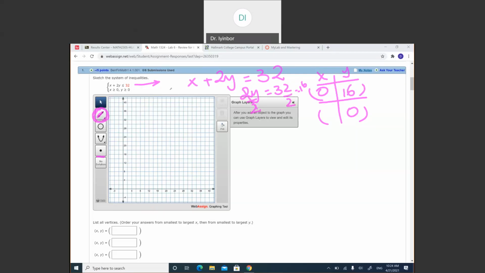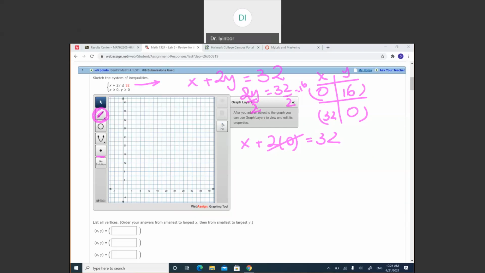Then you're going to follow the same equation. You're going to replace 0 for the y. So you have x plus 2 times 0, replacing y with 0, equals 32. 2 times 0 is 0, so x equals 32. So these are the 2 points you're going to graph, and how you graph them.